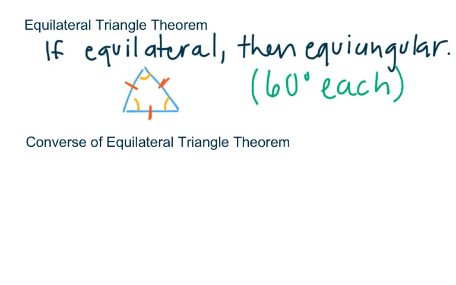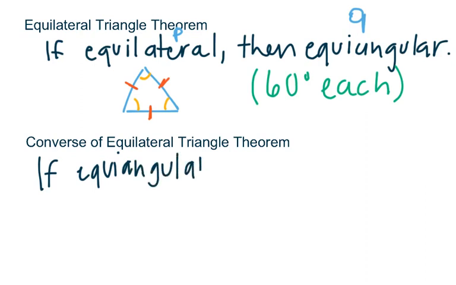Alright, same idea as the Isosceles Triangle Theorem. If we have that being equilateral is our P and equiangular is our Q, then the converse, we're going to switch those. So if we are equiangular, then we are equilateral.